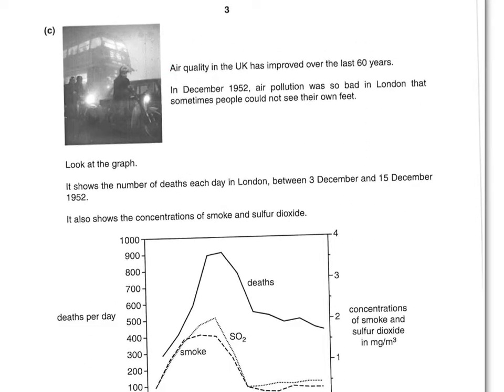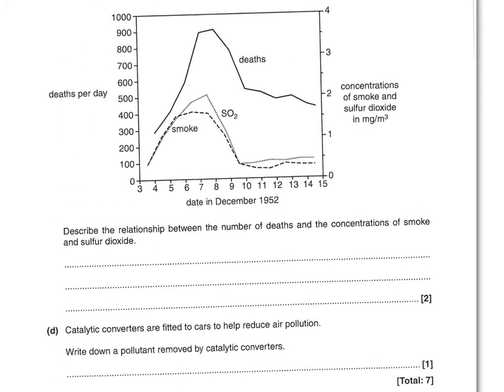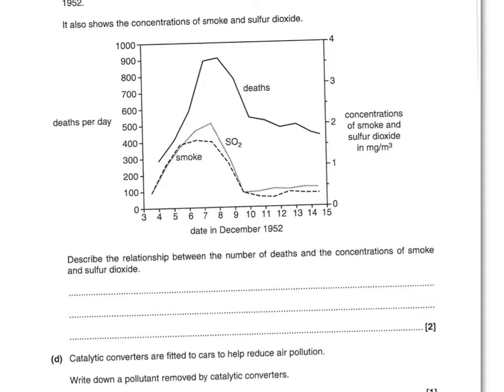Air quality in the UK has improved over the last 60 years. In December 1952, air pollution was so bad in London that sometimes people could not see their own feet. Look at the graph, it shows the number of deaths each day in London between the 3rd of December and the 15th of December in 1952. There it is. It says, describe the relationship between the number of deaths and the concentrations of smoke and sulfur dioxide. So there's 2 marks here, one for comparing the smoke with the number of deaths, and one for comparing the sulfur dioxide with the number of deaths.